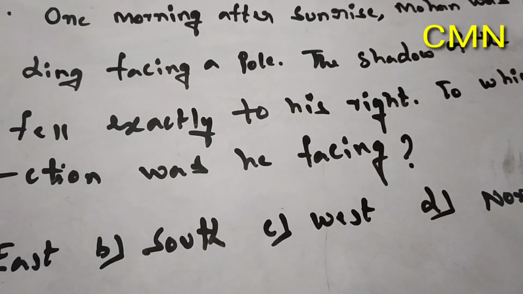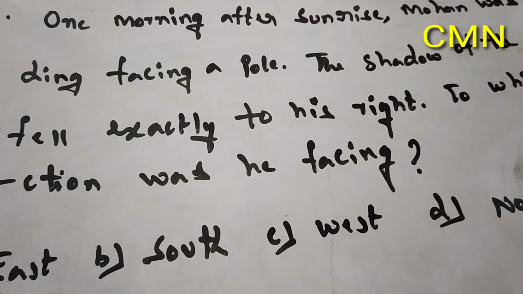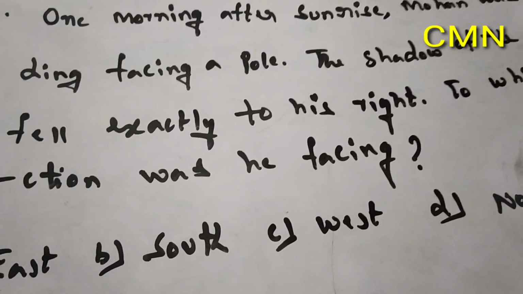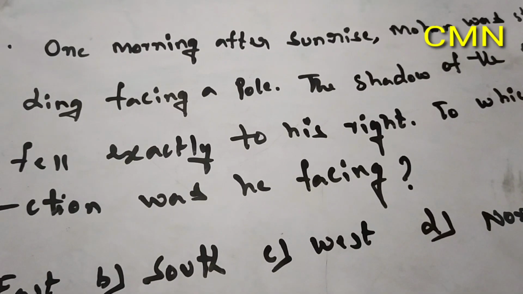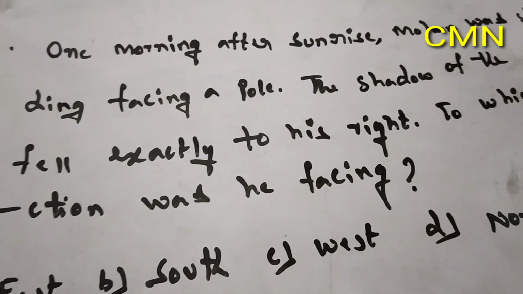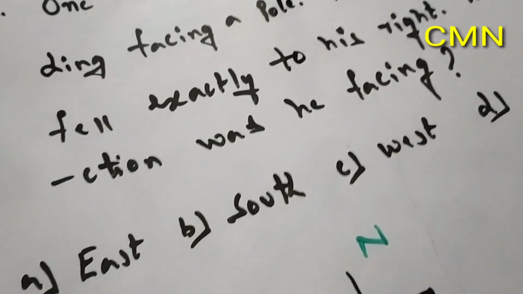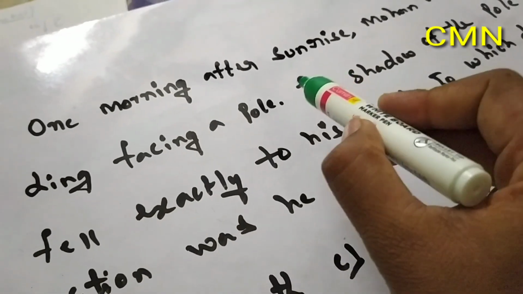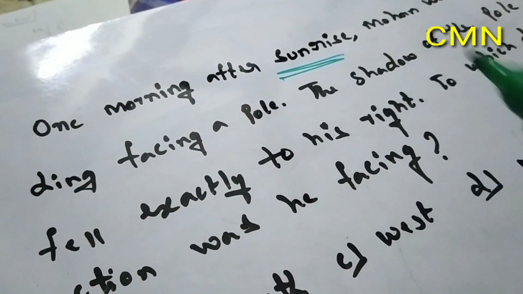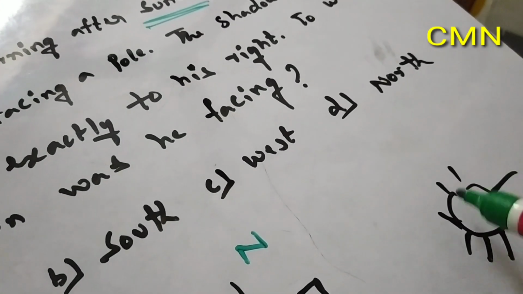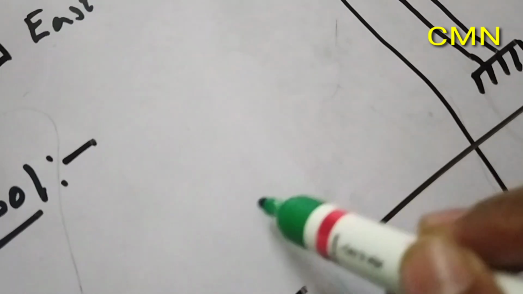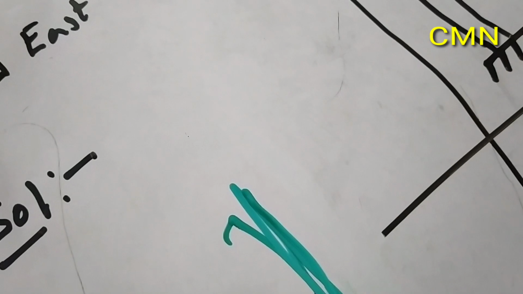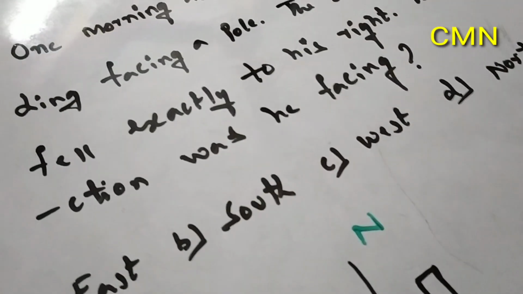This question is very easy. Without using any pen and paper, you can solve it. The question clearly mentions sunrise. Sunrise means the sun rises in the east direction, so the shadow will be in the west direction.